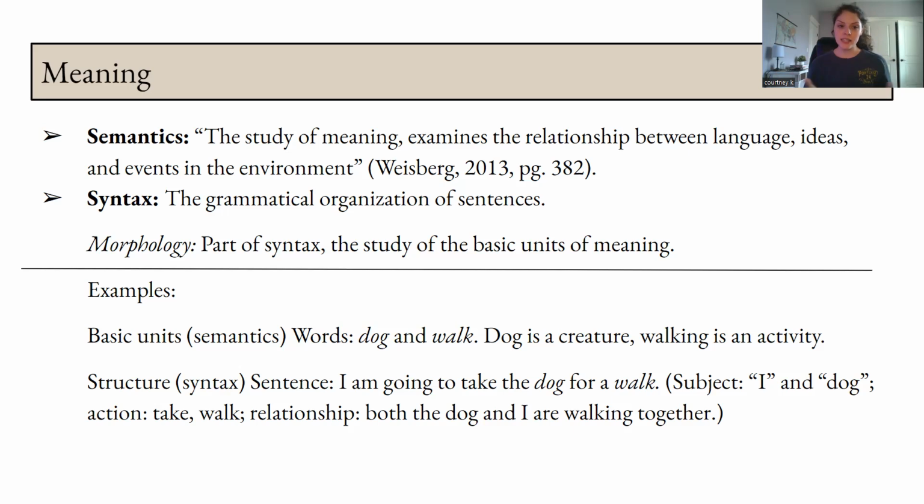And then you put that in a sentence structure where you're looking now at syntax, and you have an example sentence, I am going to take the dog for a walk. The subjects being I and dog, the action take and walk, and the relationship, both the dog and I are walking together. So you see, even just a simple sentence can be broken up into each part of meaning to help us form an understanding of going from the words that are spoken to an understanding of what's actually happening and having a mental image of someone walking their dog.